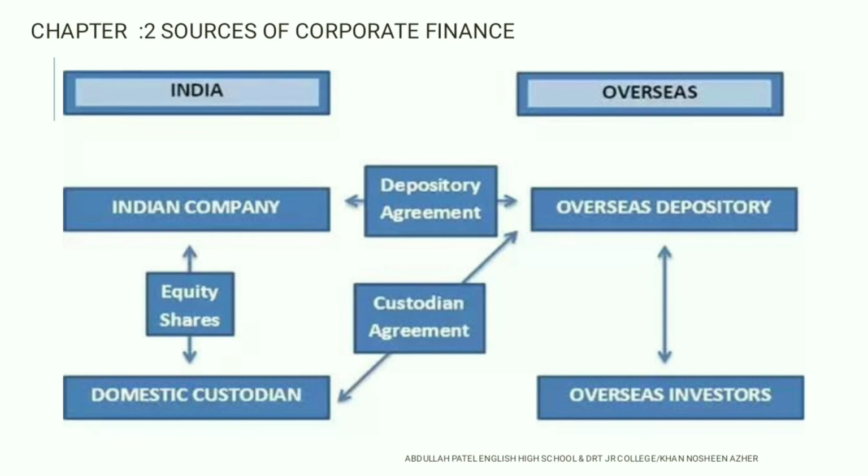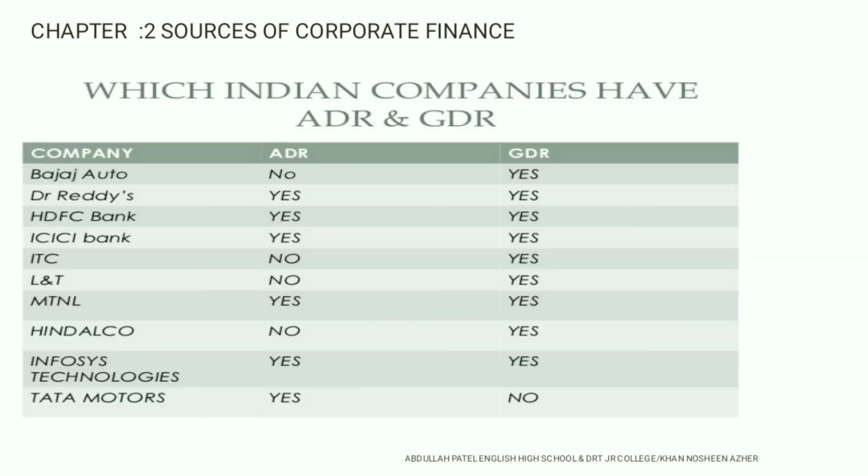So that means the Indian company cannot sell the equity shares to the foreign investor directly. They have to come into a contract with the domestic custodian, and the domestic custodian will come into a contract with the overseas depository bank, and the overseas depository bank will provide the ADR and GDR. That is the acknowledgement receipt to whom? To the overseas investor.